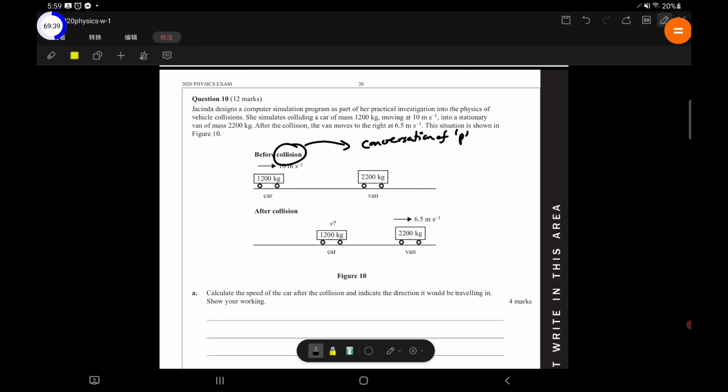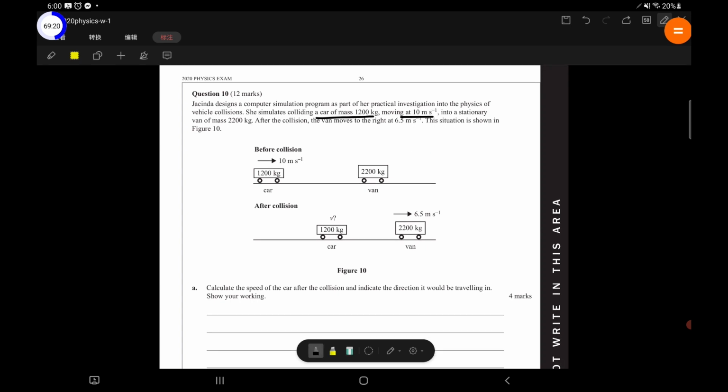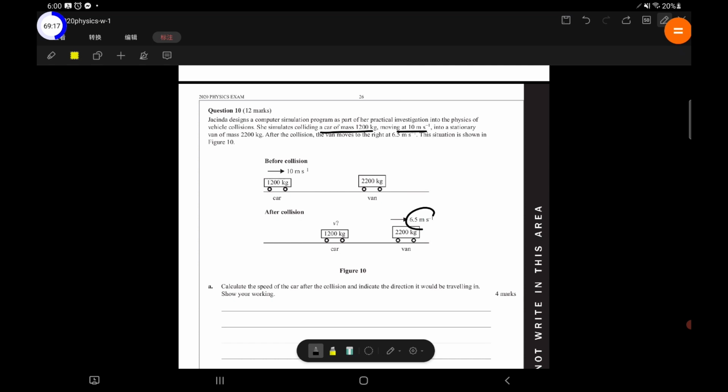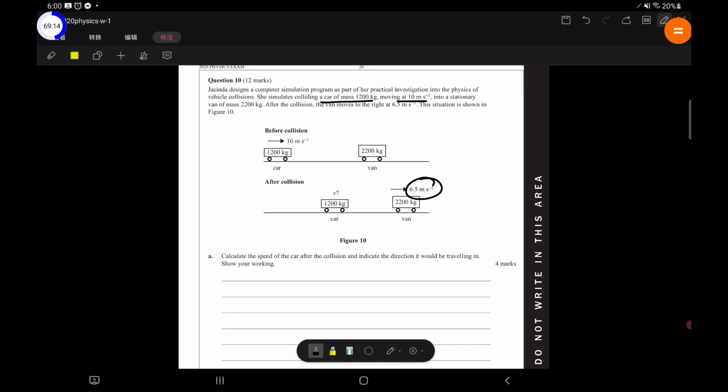So what do we have? We have a person who's designing a computer simulation program, where we are simulating a car of mass 1200 kilograms moving at 10 meters per second that collides into a stationary van. You can see that from the diagram, so that's not too important to read. The van then moves off at 6.5 meters per second. Calculate the speed of the car after the collision, and indicate the direction that it would be traveling, and we have to show our working. So from the conservation of momentum, we can list out this equation.